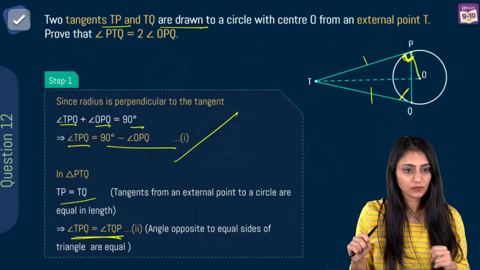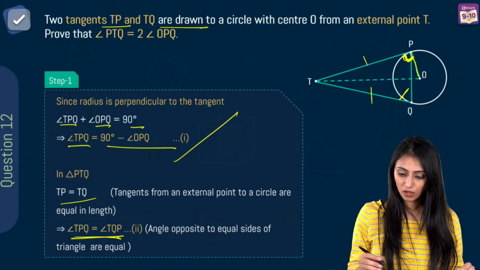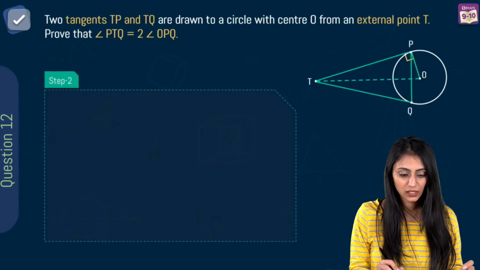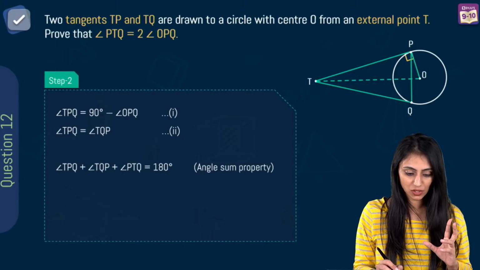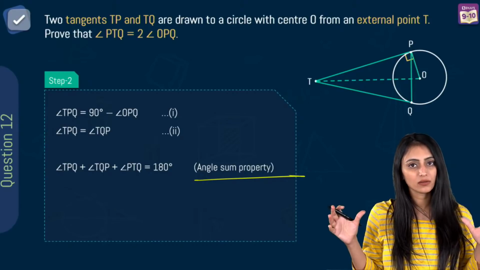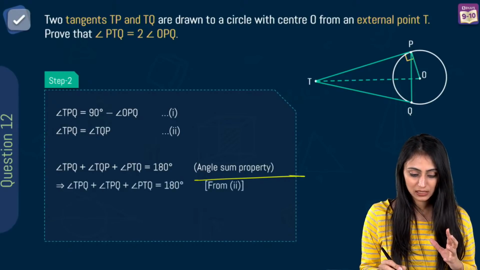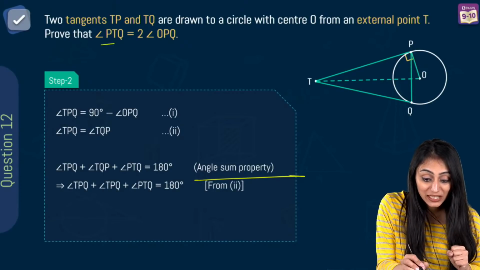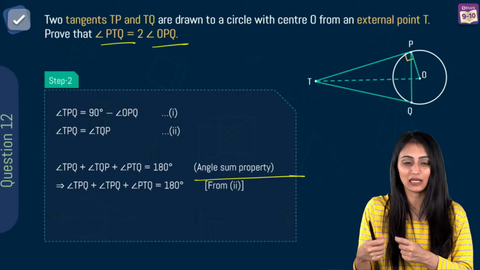Alright. So I think this is clear to everyone. Now what I'll do is, I have the two equations, right? We know the angle sum property. So in this triangle, I'm going to add up all the angles. That is going to be equal to 180 degree. I need PTQ and OPQ. Let's replace the other angles with them.